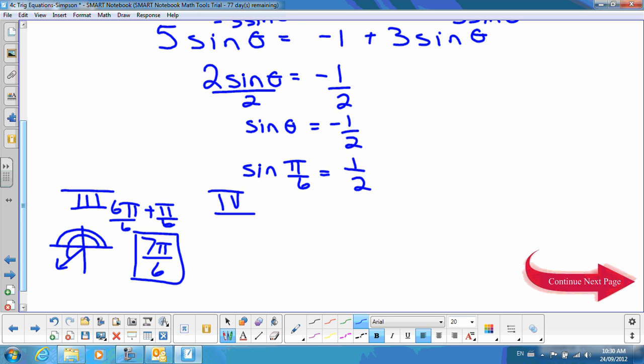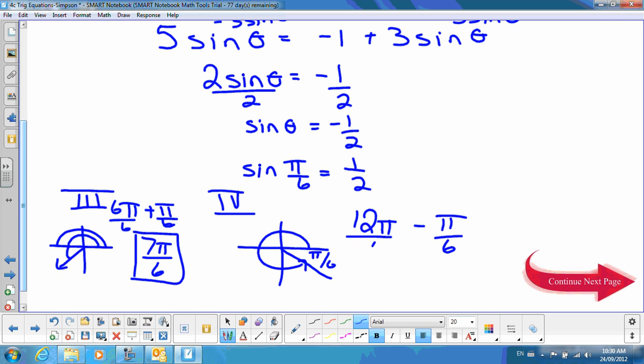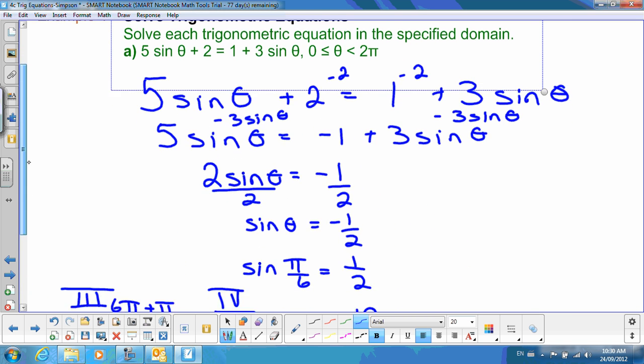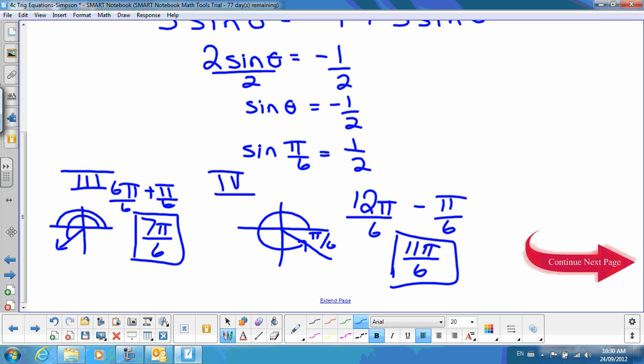Another solution, in quadrant 4, we'd be looking at coming all the way around to here, where this little angle in here is pi over 6. And so we'd actually go a full revolution, or 2 pi, minus pi over 6. Well, 2 pi is 12 pi over 6, and so we end up with 11 pi over 6 as our second answer. Our domain is one full revolution, so between 0 and 2 pi, so we only have the two answers.